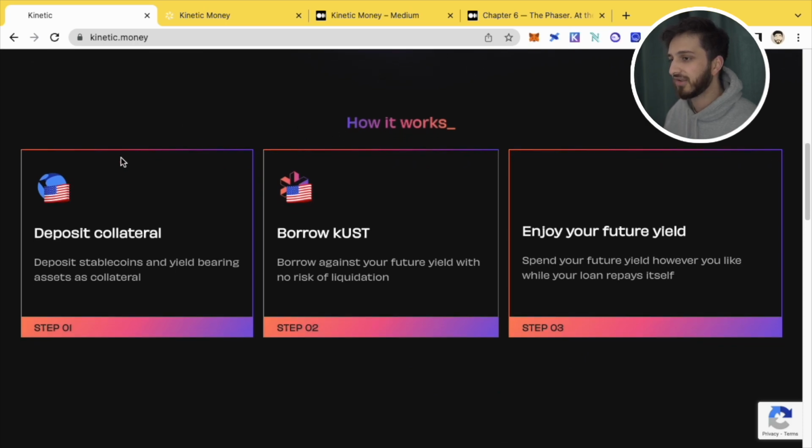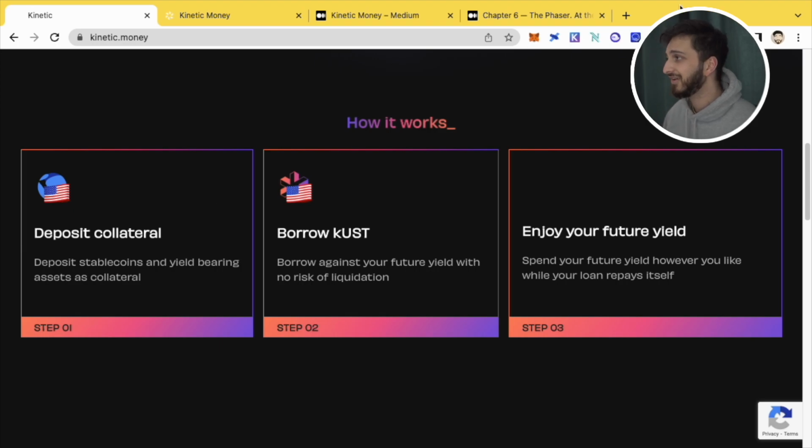So how does it work exactly? Well, there's basically 3 steps here. Number 1, deposit some collateral. And on Kinetic, we're going to deposit UST. When we deposit UST, we're going to be able to borrow another asset against it. In this case, we're going to borrow KUST. Now, KUST is a synthetic version of UST, and it's supposed to be pegged 1-to-1 to UST.